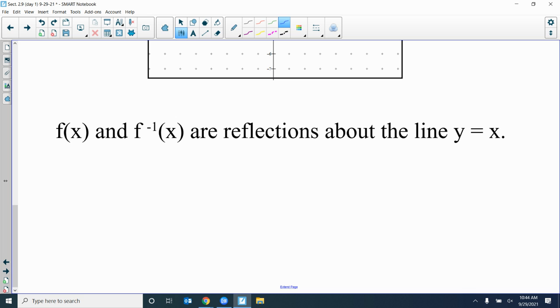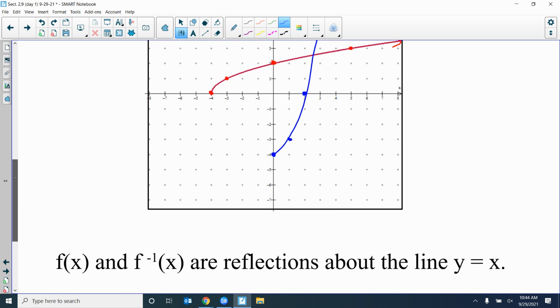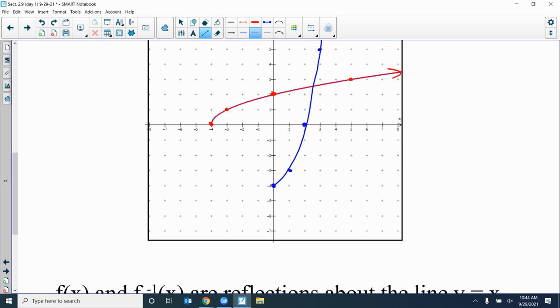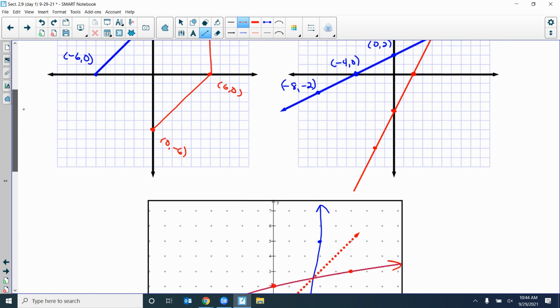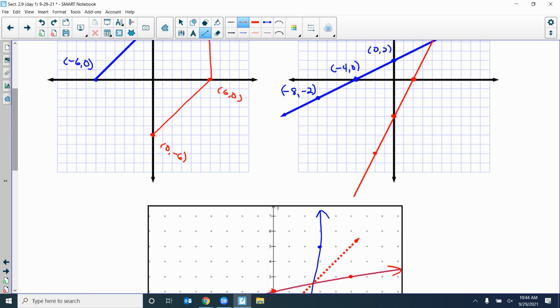Now, what is that line? What does that line look like? So let me just draw that in. You probably can draw it in from what you got there. If I go this dotted line, remember it has a slope of 1, goes through the origin. That's the line y equals x. You see the symmetry there? If I draw it up here for these two.